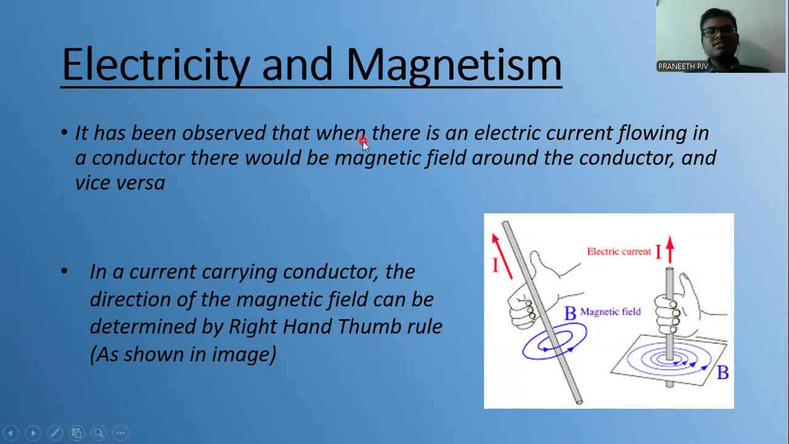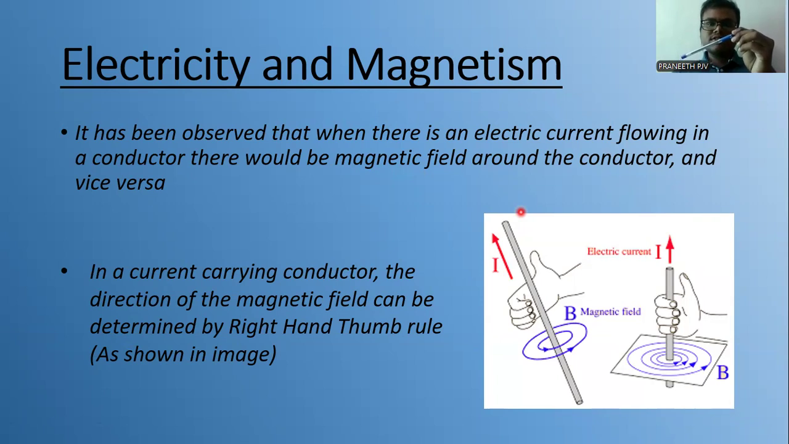It has been observed that when there is an electric current flowing in a conductor, there would be a magnetic field around the conductor and vice versa. So if we have a conductor and current is flowing through it in a specific direction, and the current is changing with time, there will be a magnetic field around it.